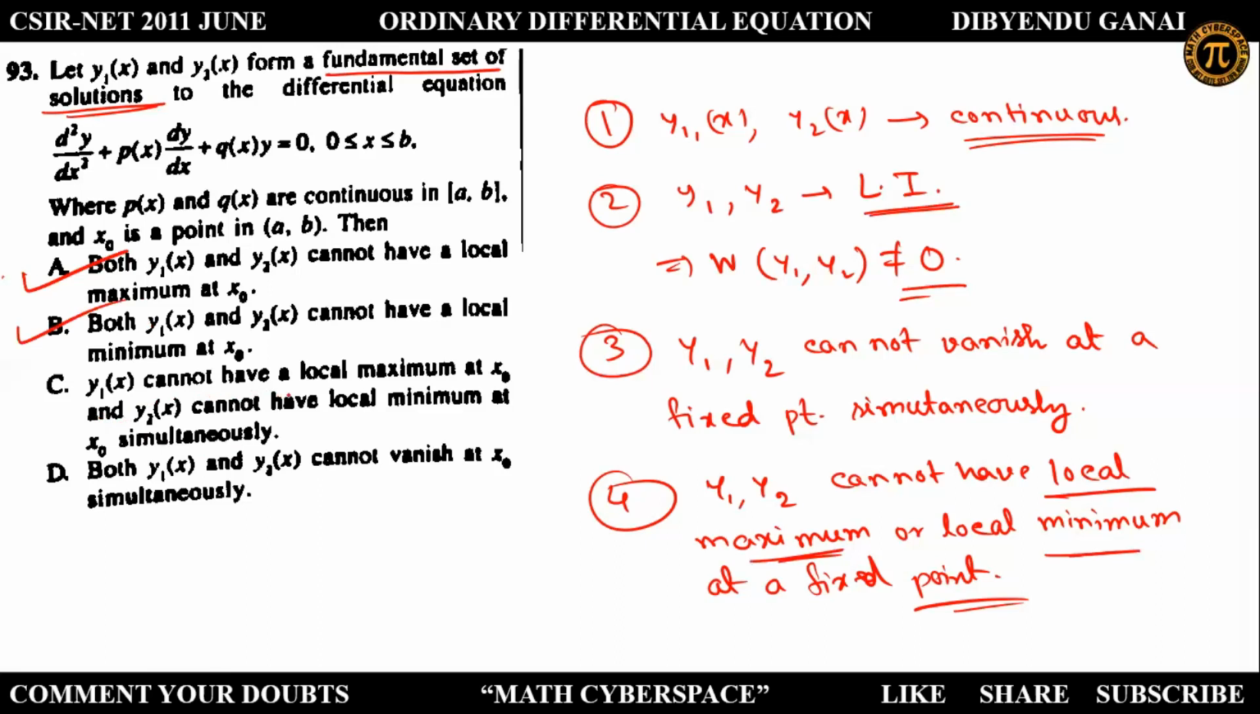Option C, y1(x) cannot have a local maximum at x0, y2(x) cannot have a local minimum at x0, simultaneously. This is also correct. Okay. Now, option D, both y1(x) and y2(x) cannot vanish at x0 simultaneously. This is also correct. That means here all the 4 options are correct.